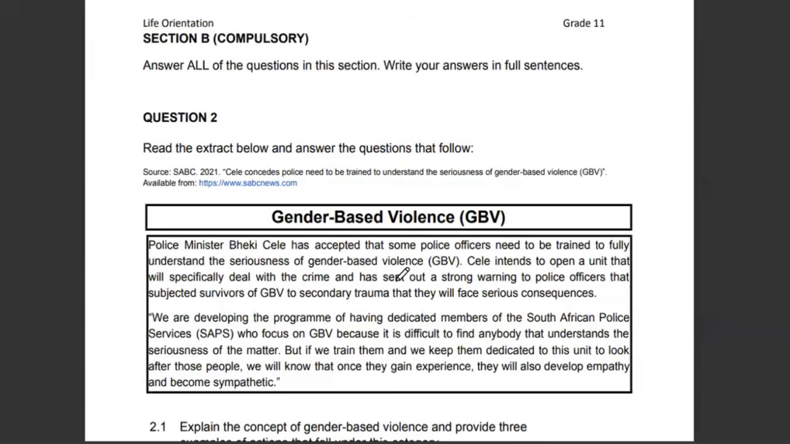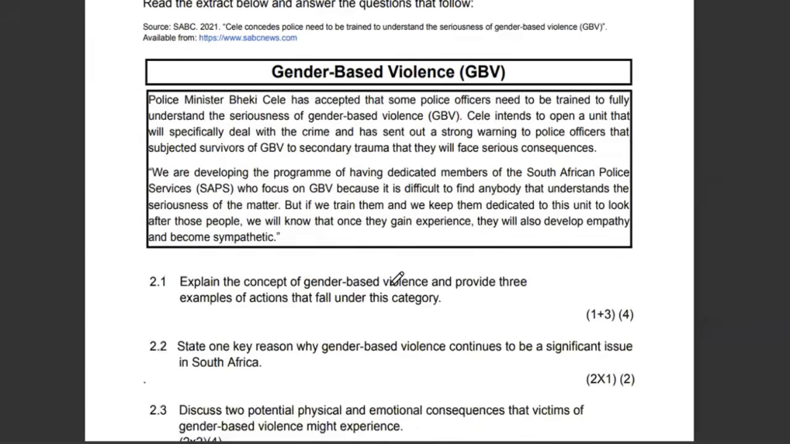We are developing the program of having dedicated members of the South African Police Services who focus on GBV because it is difficult to find anybody that understands the seriousness of the matter. But if we train them and we keep them dedicated to this unit to look after those people, we will know that once they gain experience, they will also develop empathy and become sympathetic. Explain the concept of gender-based violence and provide 3 examples of actions that fall under this category.